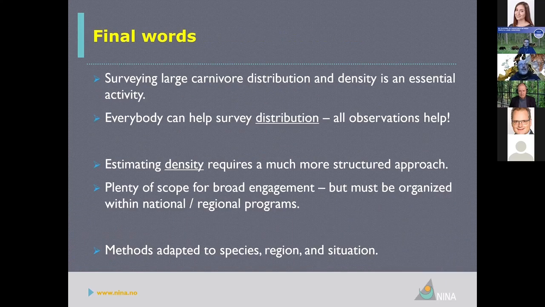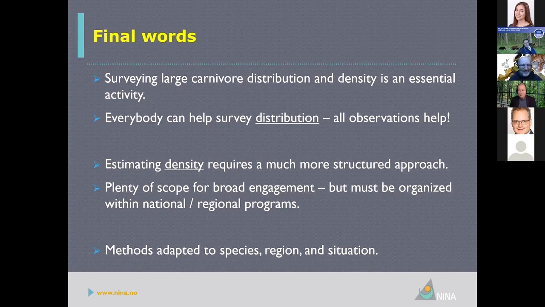So, rounding up, I was saying that surveying carnivores is an essential activity. When it comes to distribution, everybody can help. When it comes to estimating density, this requires a much more structured approach. This is something where people can contribute, but it must be part of an organized national or regional scale program. And the methods, how it is actually done, will vary very much from place to place and species to species. So the following talks are going to give us examples from wolf, lynx, and bear as to how things are done in different places. So thank you very much.